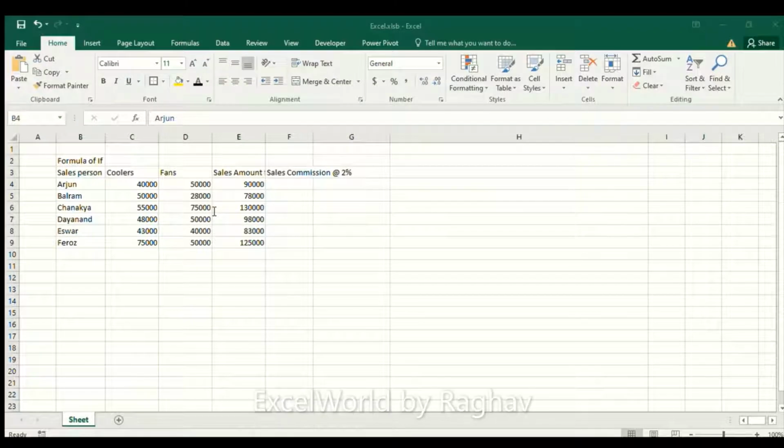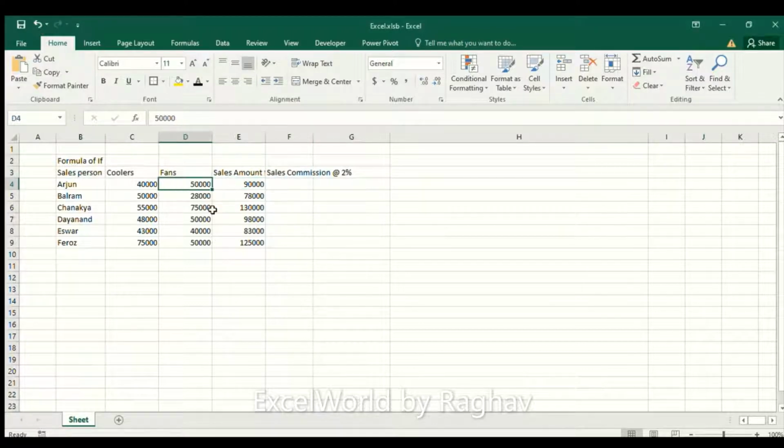Let's look at IF and logical functions simultaneously. The company now puts a condition saying commission is not on entire sales and commission is applicable on product-wise sales. This table shows the names of the salesperson, coolers, fans, sales amount for the month by the salesperson, and of course the sales commission at 2%.